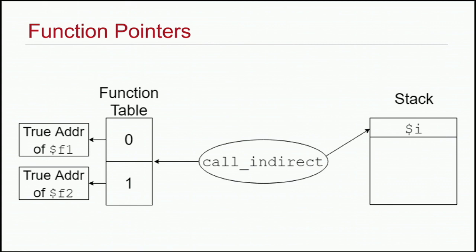So just another way to show that. When you use call_indirect, it's going to pull something off the stack, and look up the value in the function table. The function table knows the address of the actual thing it's going to call, and that's what makes the call.